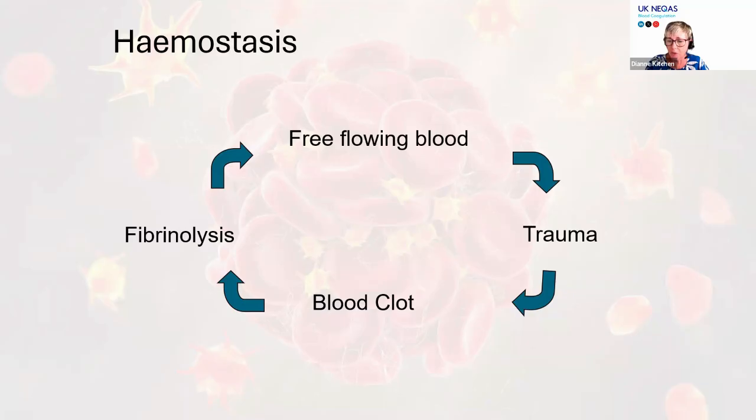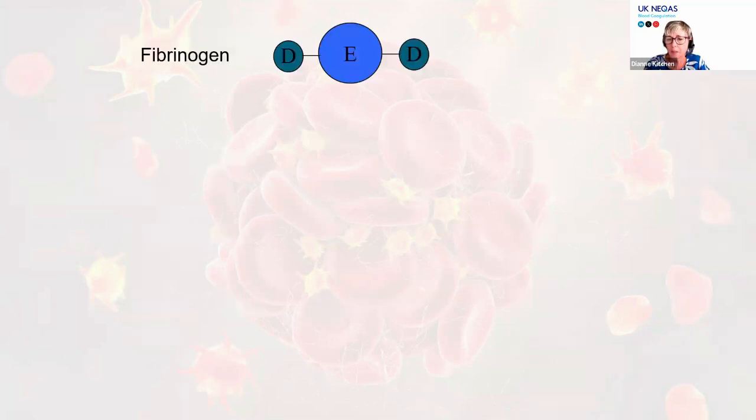If there's some kind of trauma, it will form a clot, and then after a while, we get fibrinolysis kicking in so that we've got free-flowing blood. So it's this circular, ongoing motion. So this is going to be interesting because my next slide function is not working, so Jen's having to do these, and these were supposed to whiz through quickly.